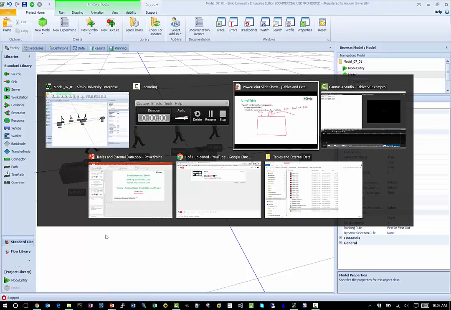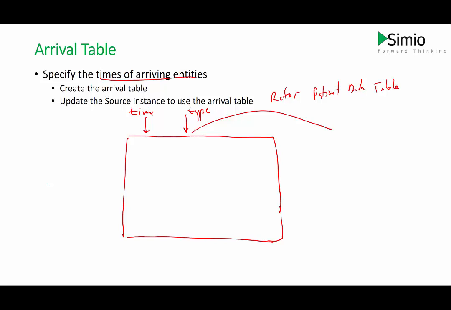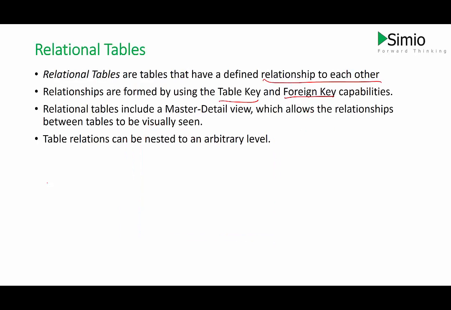So to summarize what we've done so far, we started with our initial model, and we want to modify the source to use an arrival table. The arrival table allows us to specify particular times that entities arrive. So once we created the time column, we then need to specify what type of entity arrives, and so that's where we use the table relationships. We use relational tables. We created a relationship between the patient data table and the arrival table using a table key on the patient table and a foreign key on the arrival table. And note that this allows us to directly access data through that relationship.